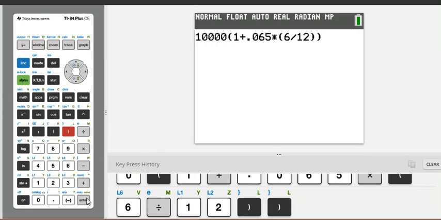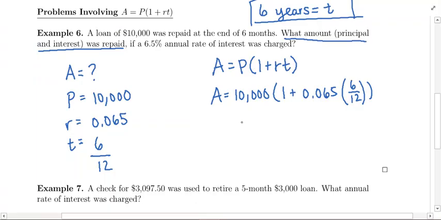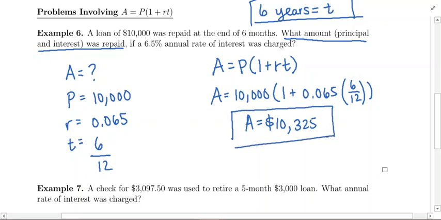Okay? All right, so there we go. That's how you would enter it in. So hit enter on your calculator, okay? And that's going to give you a nice clean number. You're looking for the total amount of money repaid. So this is going to be a dollar amount. So it's going to be $10,325. So that is the amount that you pay back, and you don't have any cents. So that is your answer.